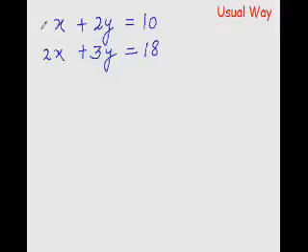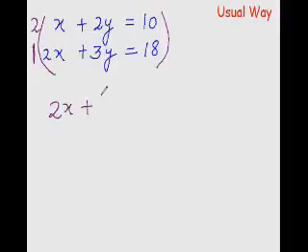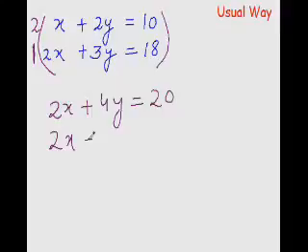So basically we cross multiply the coefficients. The coefficient of this x is 2, so I multiply this 2 here, and the coefficient of this x is 1, so I put 1 here. So let's put these equations here. 2 times x is 2x, 2 times 2y is 4y, and 2 times 10 is 20. And multiply this equation with 1, so it would be 2x plus 3y equal to 18.